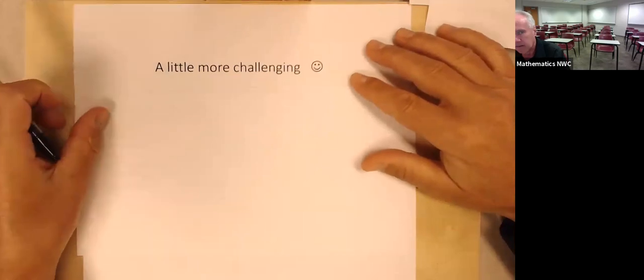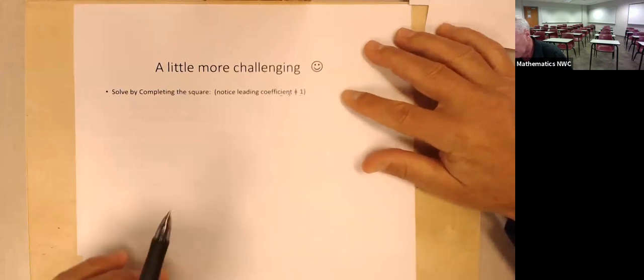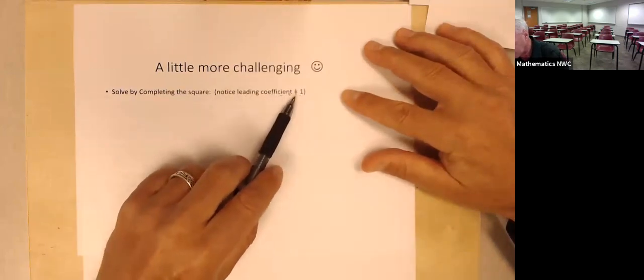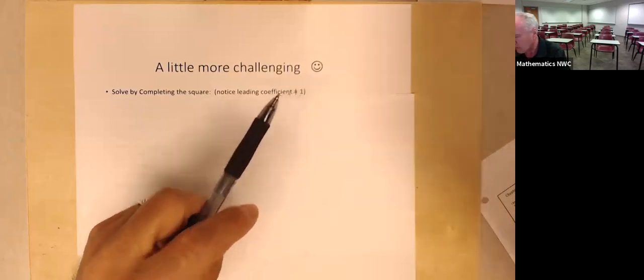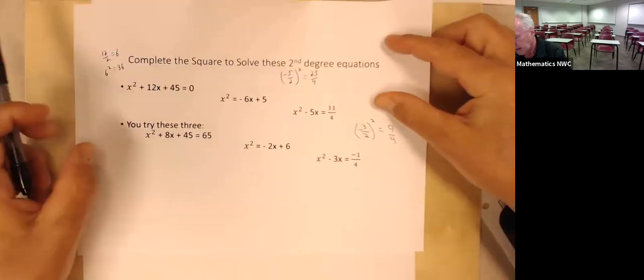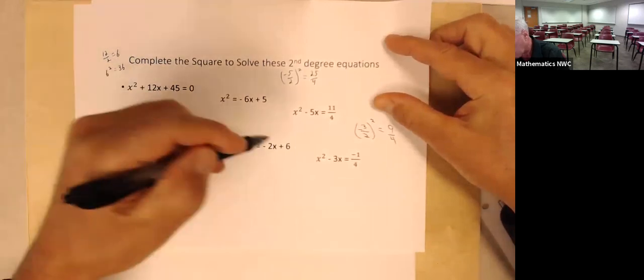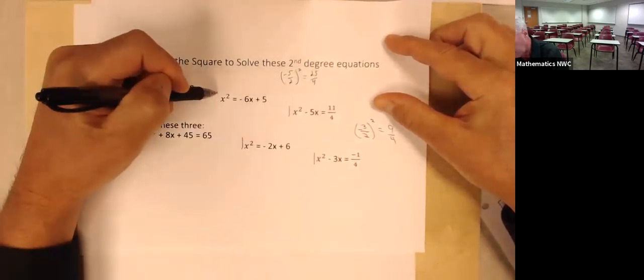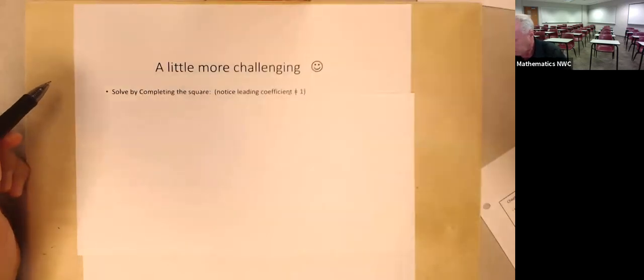This procedure can get a little more challenging, as we're going to look at here now, okay? The way that it gets a little more challenging is if our leading coefficient does not equal 1. What do I mean by that? Well, on this previous page, I had a 1x squared there, 1x squared, 1x squared, 1x squared. All of those leading coefficients were 1.